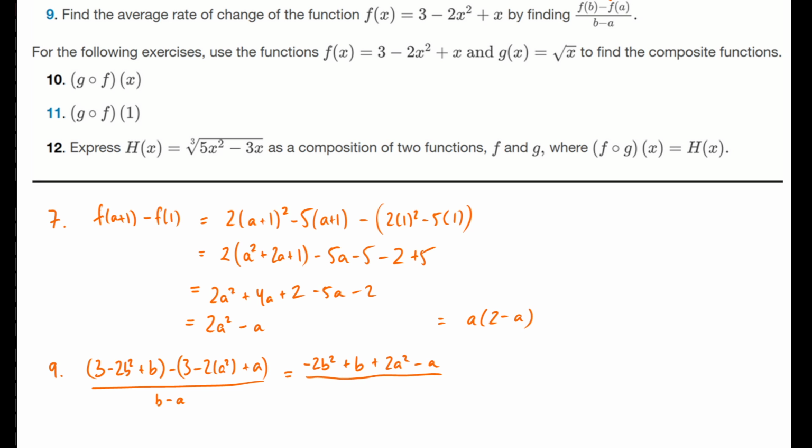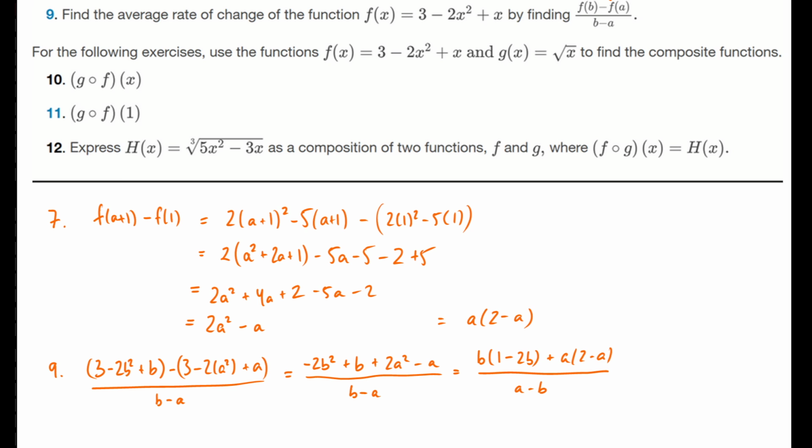Now, what I'm going to do in this case, we still have to divide by b minus a, is I am going to take a b out of our first bit. So we're going to get 1 minus 2b. That gives us b minus 2b squared. And I'm going to add from this, I'm going to take a out. We're going to get 2 minus a, and we'll divide this by a minus b.